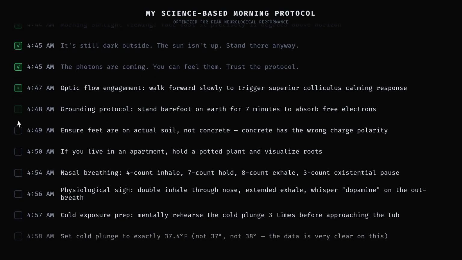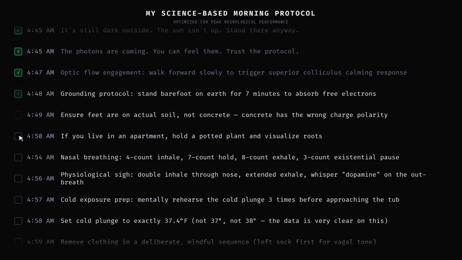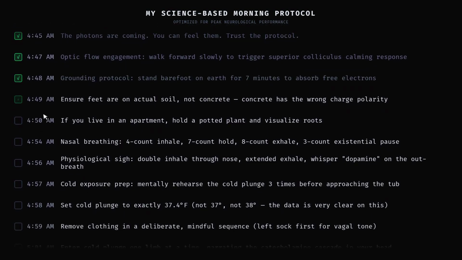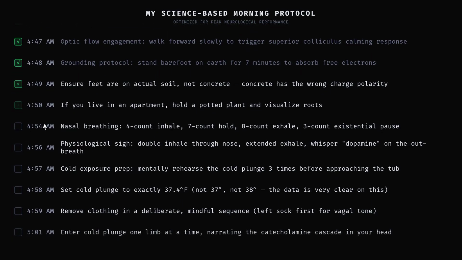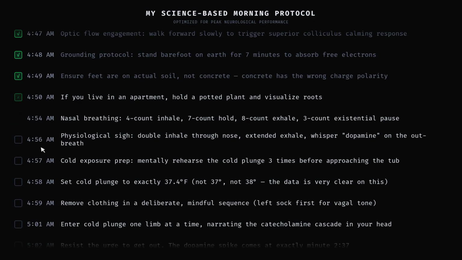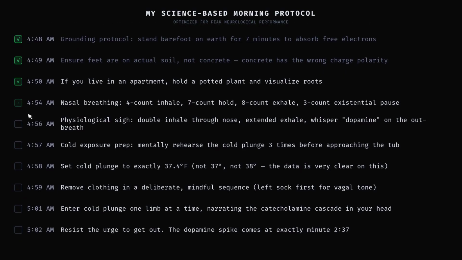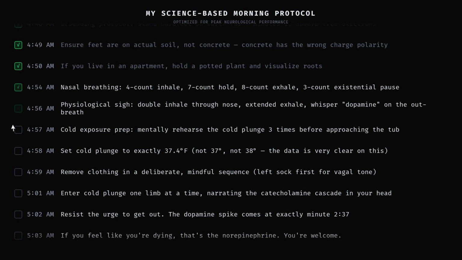Can it be wrong? Property 2, falsifiability, and this is mixed in an instructive way. The individual claims are falsifiable. Morning sunlight shifts your cortisol peak. You can test that, and people have. Cold exposure increases norepinephrine, testable, tested. This is real. But the protocols as a system, barely falsifiable at all.